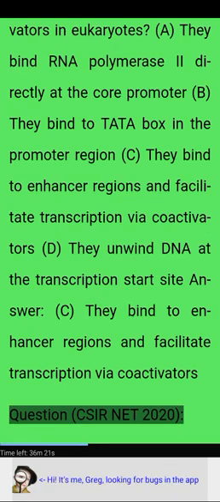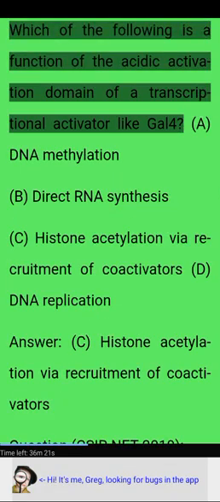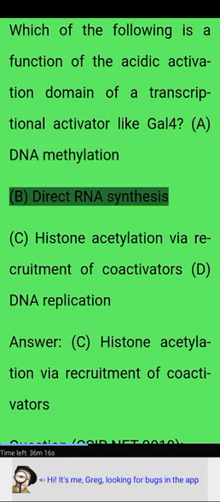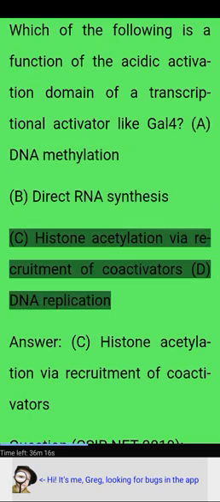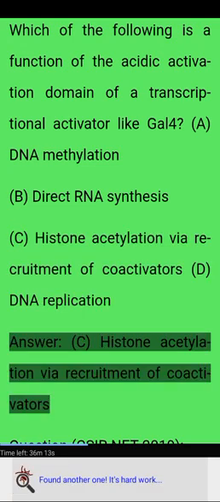Question: CSIR NET 2020. Which of the following is a function of the acidic activation domain of a transcriptional activator like GAL4? A. DNA methylation. B. Direct RNA synthesis. C. Histone acetylation via recruitment of coactivators. D. DNA replication. Answer: C. Histone acetylation via recruitment of coactivators.